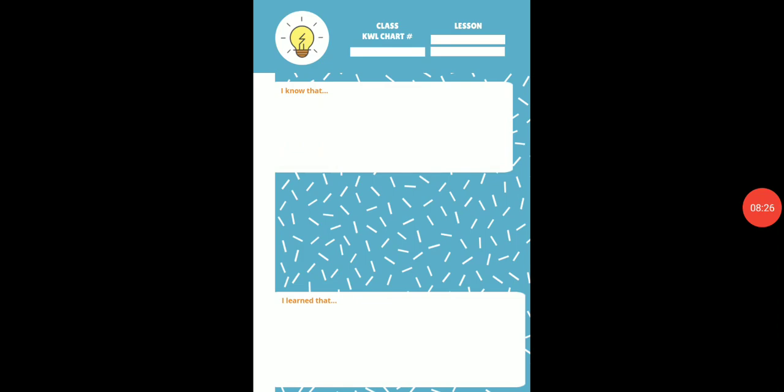We have completed this chapter. All the topics of this chapter are completed. Exercise, question answers, hard words of this chapter are completed. Now you have to do this one. You have to fill this knowledge chart. Write down the name of the lesson, lesson number. Then you have to write down I know that, whatever you know related to this chapter. And then in the next column you have to write I learned that, whatever you have learned from this chapter. You have to do this one in your notebooks.